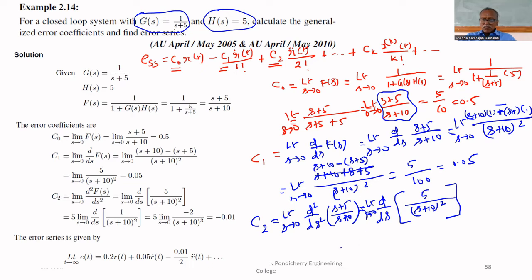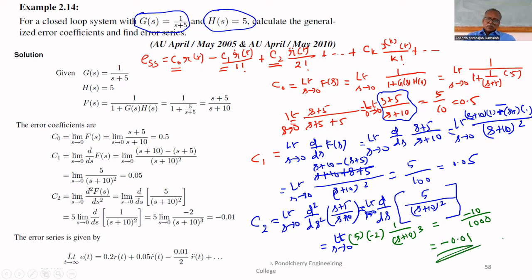Limit s tends to 0, derivative of this is equal to what? 1 by s squared becomes s cube, and the derivative of s plus 10 is 1. Therefore, we get minus 2 times 5, taking 5 outside, times 1 upon (s plus 10) whole cube. Limit s tends to 0, therefore minus 10 upon 1000, that is equal to minus 0.01. C2 equals minus 0.01. That is sufficient. Only 3 terms if you write, then it is okay. Third term is negative. First term and second term are positive.